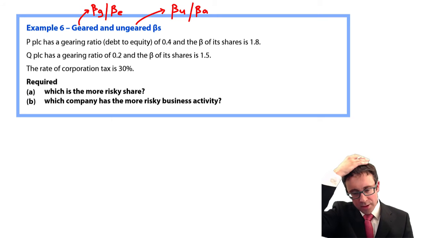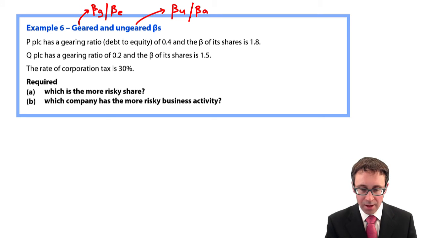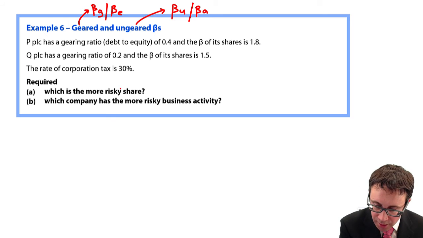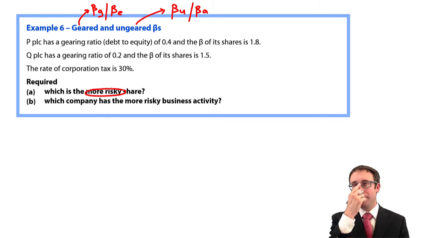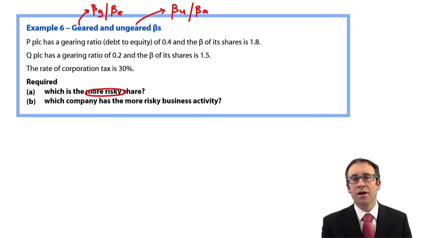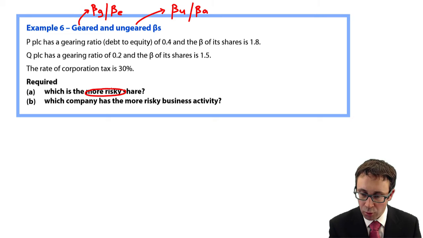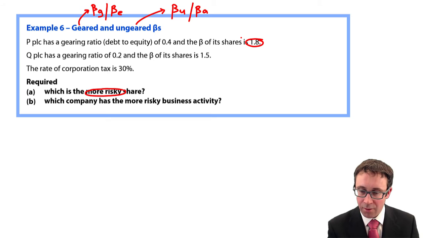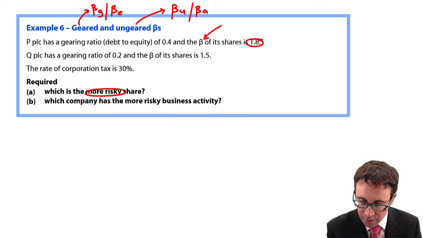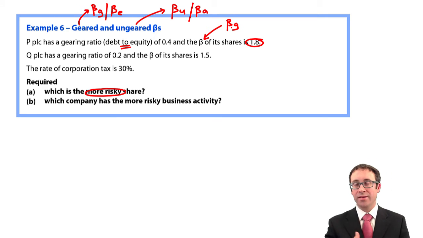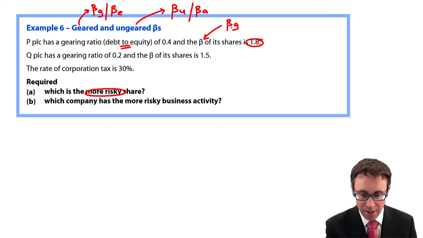The requirement has two parts, A and B. A, which is the more risky share. So remember, beta measures the level of systematic risk. The more risk, the higher the beta, because the higher the level of systematic risk. It says P has a gearing ratio of 0.4 and beta is 1.8. So that beta, because the company is geared, is beta G, reflecting the business and the finance risk.